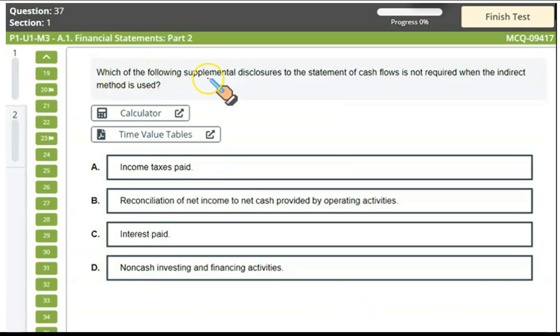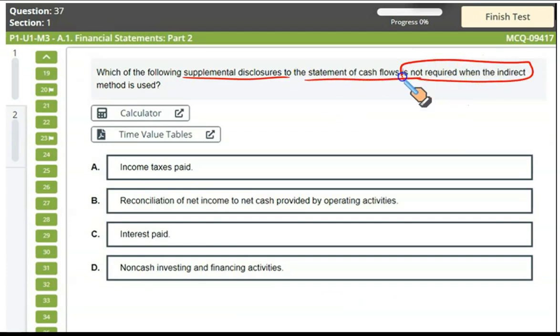Which of the following supplemental disclosures to the statement of cash flows is not required when the indirect method is used? I'm sure you remember the indirect method starts from net income, makes adjustments for working capital and other non-cash items, and then gives you cash flow from operating activities. Right? So what is not required?